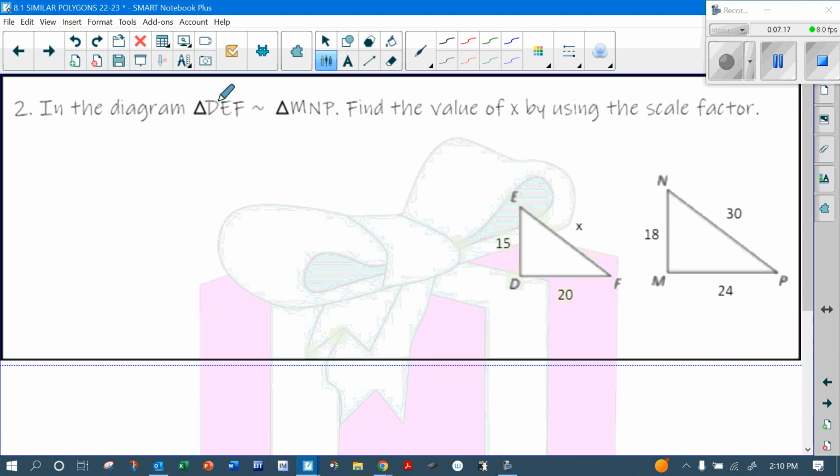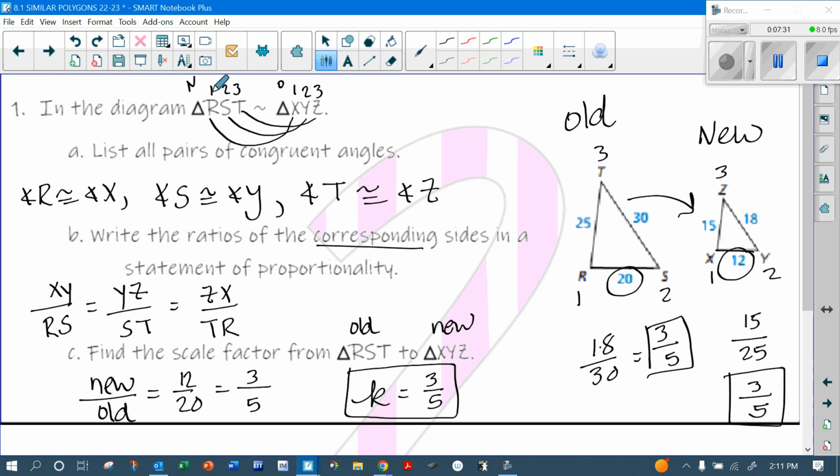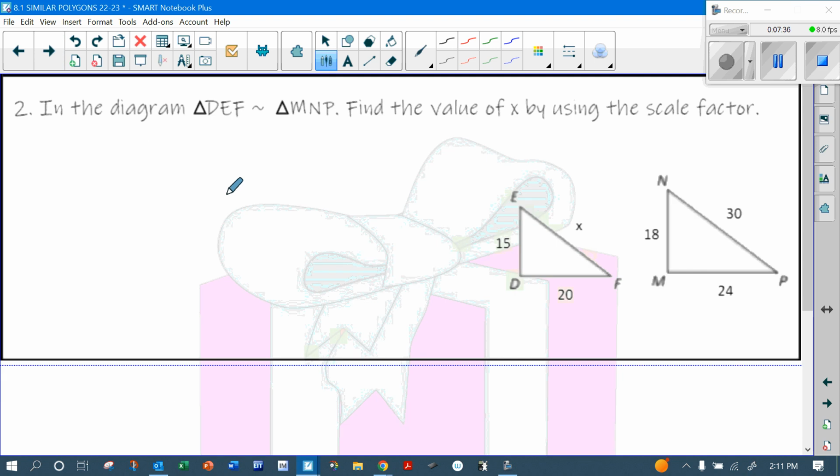In the diagram, triangle DEF is similar to triangle MNP. Find the value of x by using the scale factor. So let's see. Just to stick with it, let's say this is our old one and this is our new one. So I know that D, E, F is 1, 2, 3. D, E, F is 1, 2, 3. M, N, P, M, N, P.